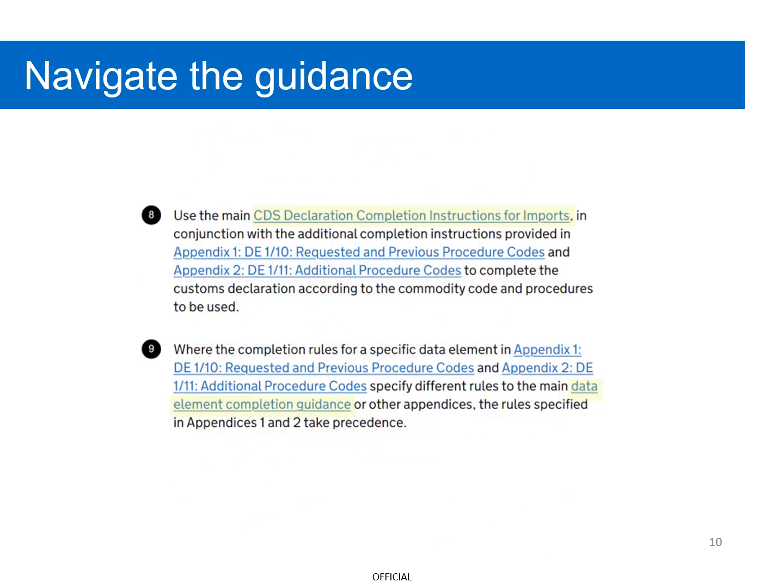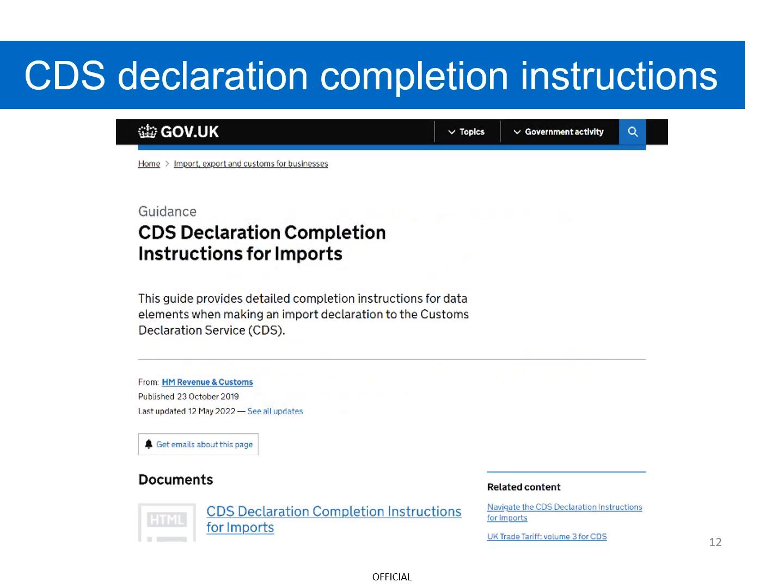The first thing Hallie will do is open the CDS Declaration Completion Instructions for Imports guide, which has data element by data element guidance of what is required. This can be accessed via 2 links in both steps 8 and 9. By clicking on the hyperlink, Hallie is taken to the main guidance page.